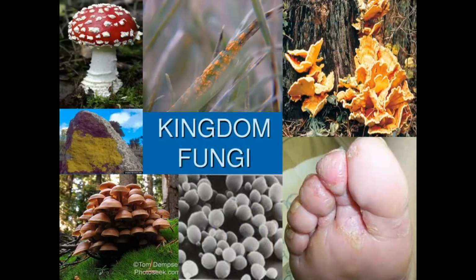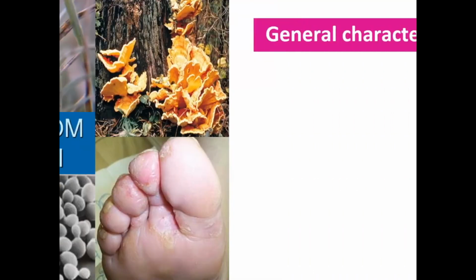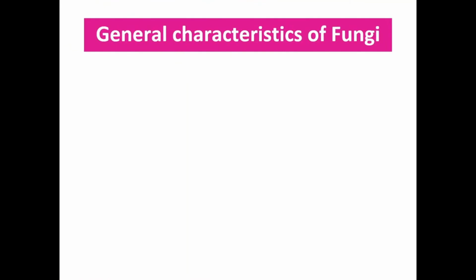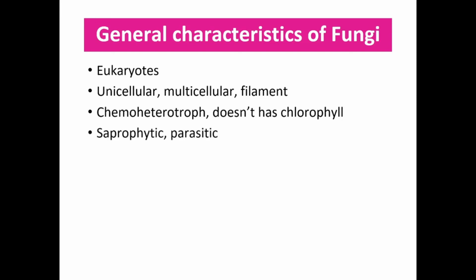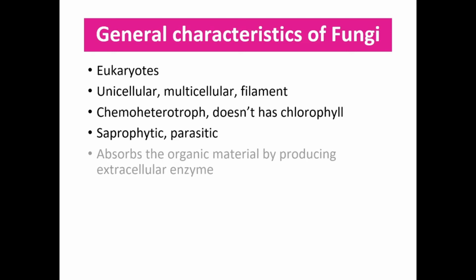The last kingdom we will learn is fungi. These are the general characteristics of fungi. They are eukaryotes. Most of them are unicellular, but also most of them are multicellular, and they have a filament structure on their body. They are chemoheterotroph. They don't have chlorophyll, thus they cannot produce their own food. They are saprophytic and parasitic organisms. They absorb organic material by producing extracellular enzymes.